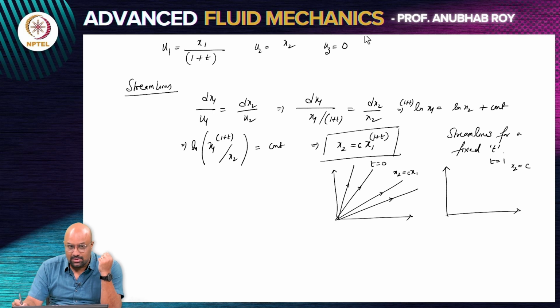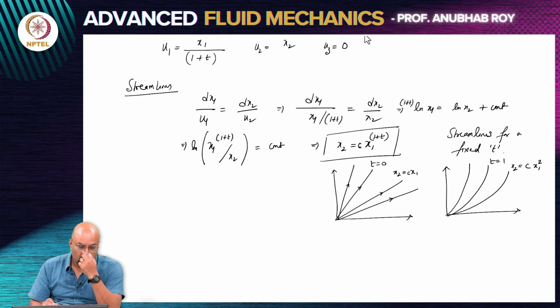Now x2 is equal to c x1 square. So this now turns out to be quadratics. I get functions right now which are quadratic functions. Once again, the flow is emanating from the origin in that first quadrant. But the important fact here is that the velocity field gives you a streamline pattern which is very different from what you had before.